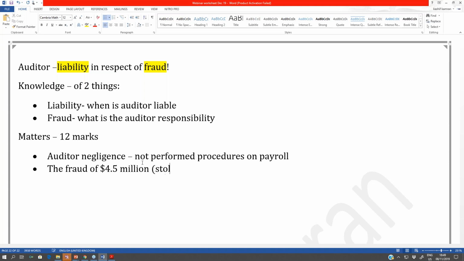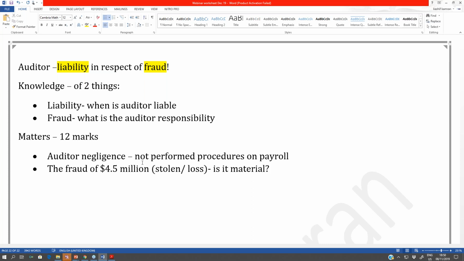which has been the stolen amount, or which has been the loss the company suffered, is it material? See, is the examiner giving you the total assets of the company to judge whether the fraud is material or not? Right? So the fraud value is 4.5 million and the examiner is saying the total assets of the company is $80 million. So is it material? You will get marks for that. So you need to find the materiality. So the first mark is on not performing procedures on payroll. The second mark is on the fraud and the value of fraud.